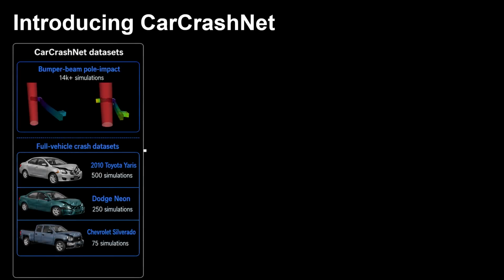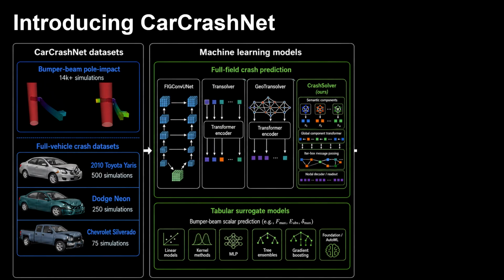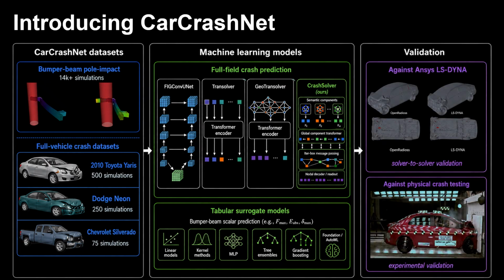CarcrashNet addresses this challenge in 3 parts. First, we release large-scale component-level and full car crash datasets in a machine learning-ready format. Second, we introduce CrashSolver, a hierarchical neural solver designed to predict complete car deformation over time that achieves state-of-the-art performance. We also train tabular surrogate models on the full dataset. Third, we develop and validate a fully open-source crash simulation workflow against commercial solvers and physical testing data.